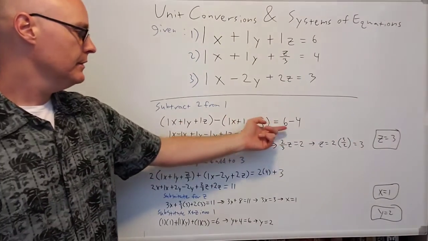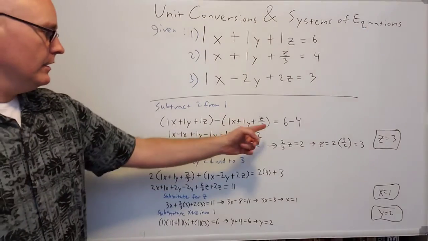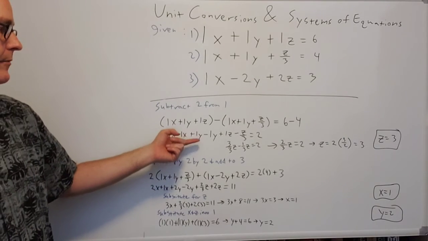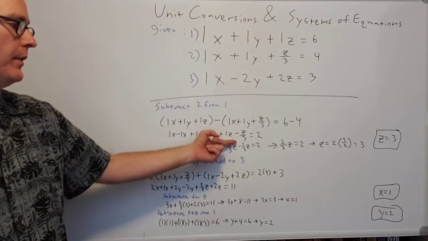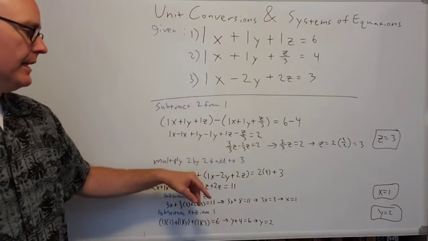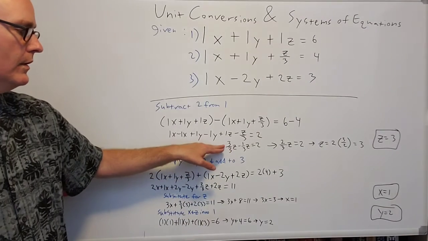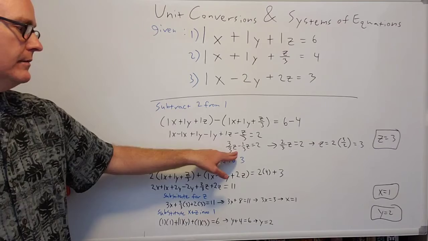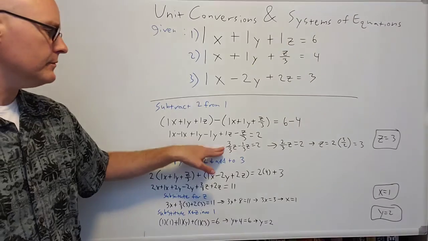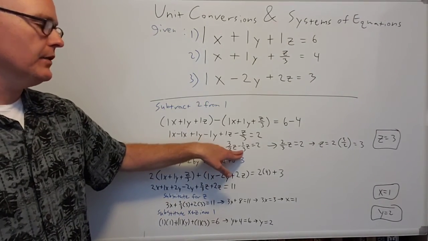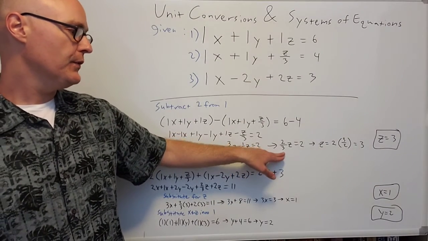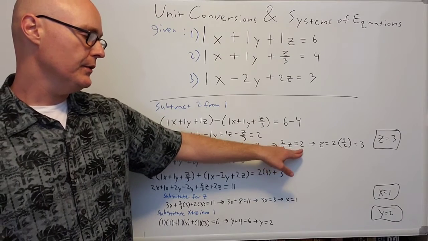So if this is true, then I can distribute through, and I have 1x minus 1x plus 1y minus 1y plus 1z minus z over 3 is equal to 2. Those cancel out, and I end up with 3 over 3z, which is just 1. I broke this out into a fraction so that it makes it easier for us to subtract the fraction. So 3 over 3z minus 1 over 3z is equal to 2. Therefore, 2/3 of z is equal to 2.